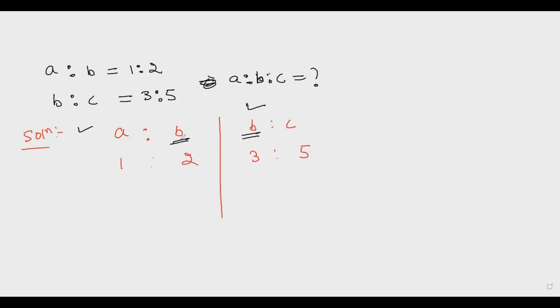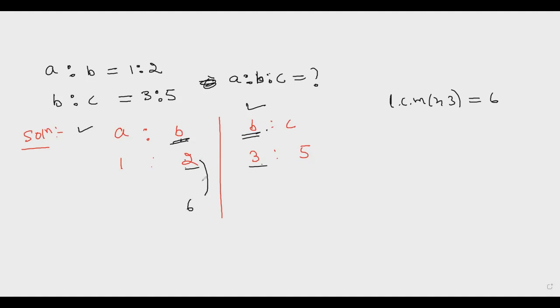Now, see, the value of B here is 2. The value of B here is how much? 3, right? The value of B here is 2. Value of B here is 3. But we have to make them equal. Now, 2 and 3 LCM, it is going to be 6, right? So make this value 6.